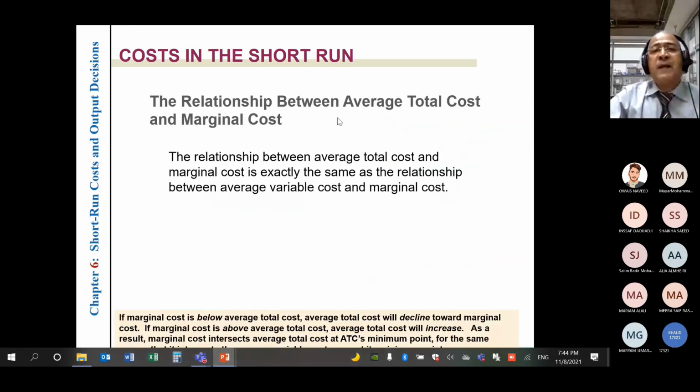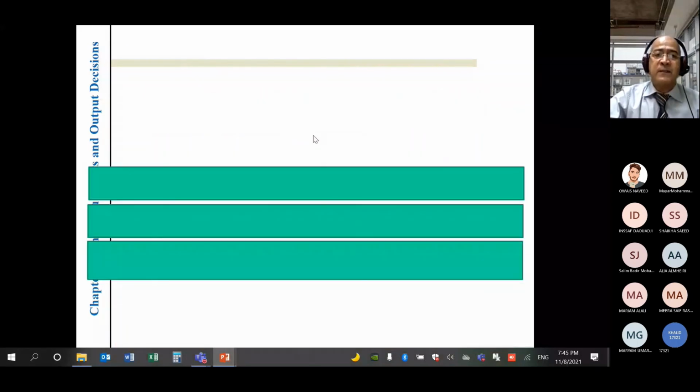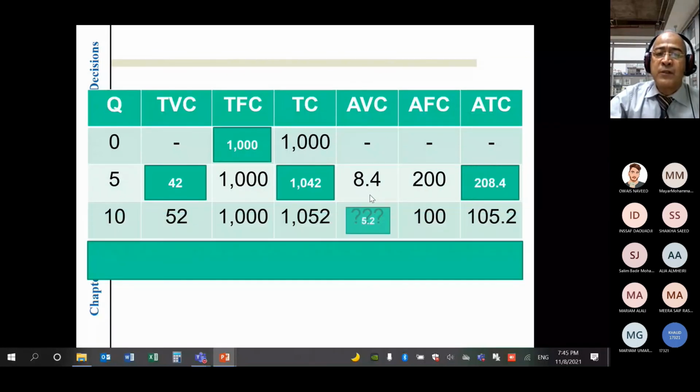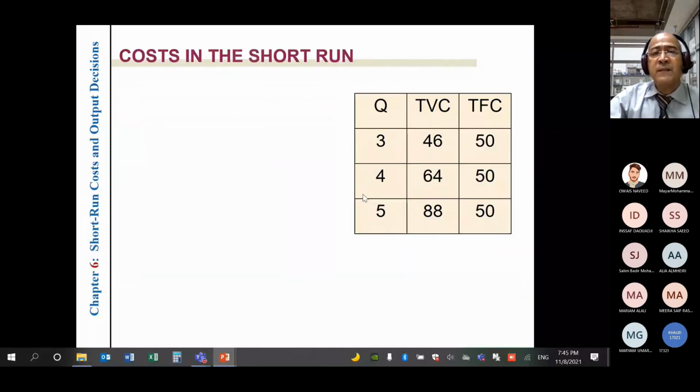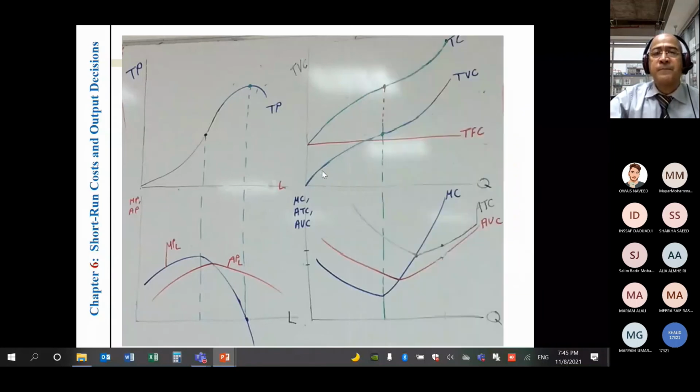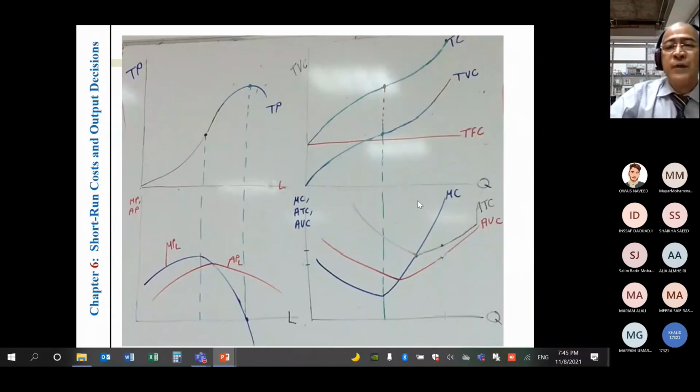So I explained the relationship between average total cost and marginal cost. If marginal cost is lower than the average, the average will decrease. If the marginal is above the average, the average will increase. So this is another numerical question for your practice. This is also another numerical question for your practice. So we reach this slide.